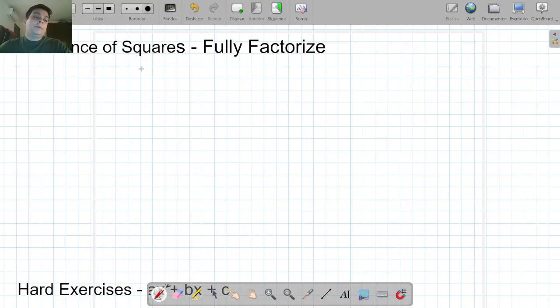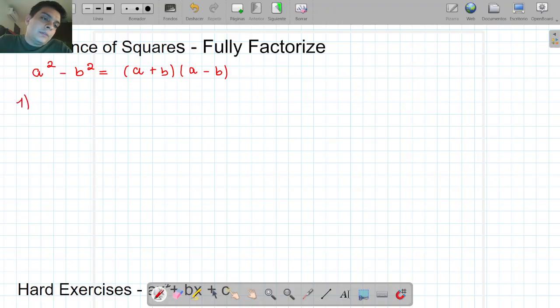Now, in the class, we have seen difference of squares. This topic, I already explained how it works. This comes from a formula where we can write it like this: a squared minus b squared. And as a result, we are going to have a plus b and a minus b. Now, we are going to make some exercises of this in order to review a little bit.